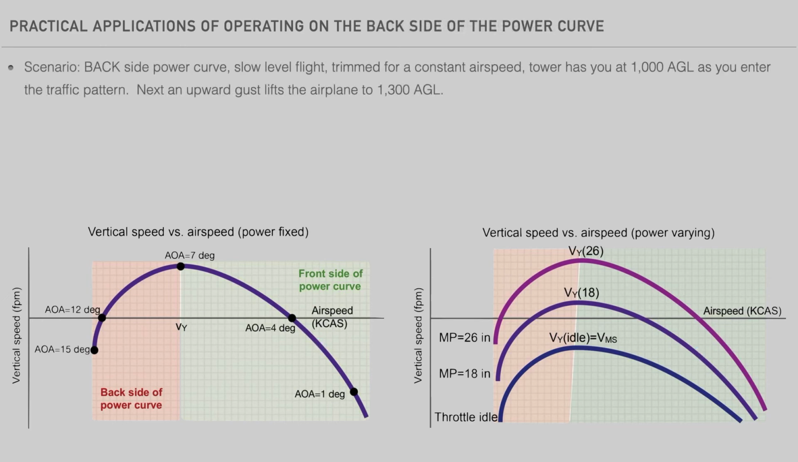In this next case, you are slowed down to enter the traffic pattern at 1,000 feet AGL when a gust raises your airplane to 1,300 feet. What is the best option to return to your previous altitude? Let's look at three possibilities. Let's say your current airspeed requires a 12 degree angle of attack. If you were to try and correct the altitude excursion only with yoke, what would happen?